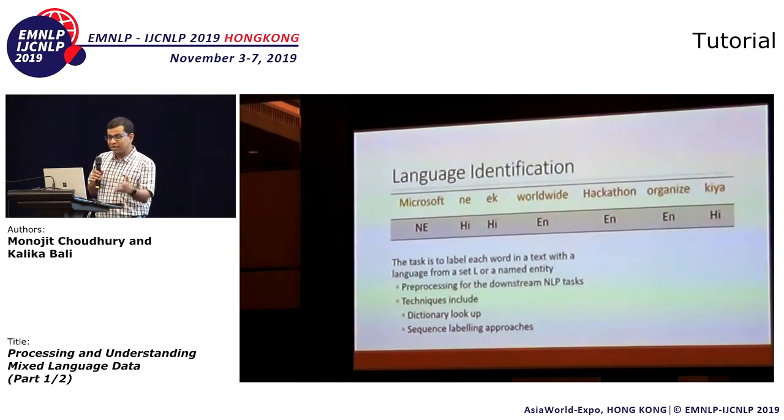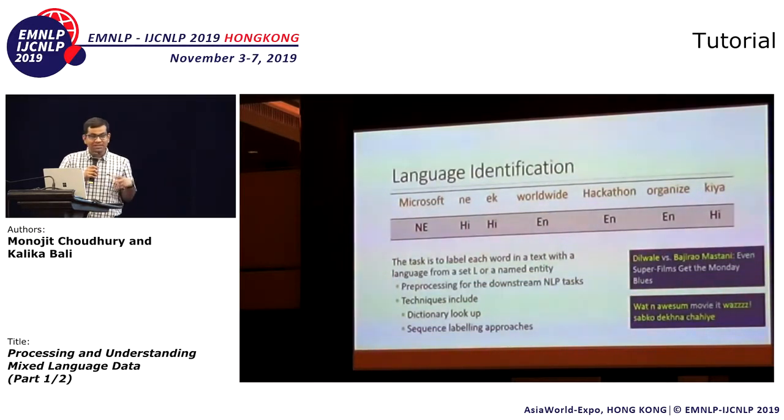You can also have a baseline, like, okay, I know the dictionary, and I will just search which dictionary each word comes from, but that's not going to give you a very good solution. And it is very important, as Monojit pointed out in one of the slides, that for any downstream natural language processing task, this is probably the first thing we need to do, unless we are doing zero-shot learning.